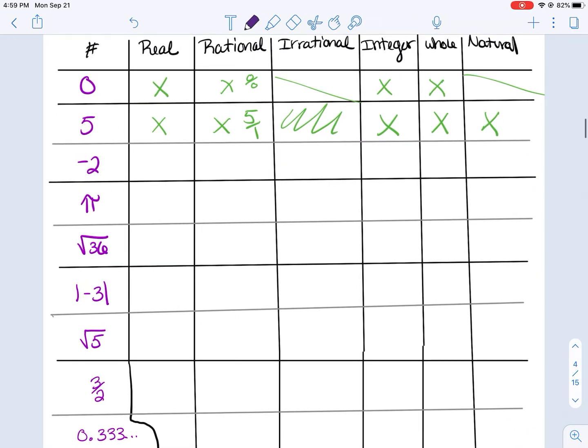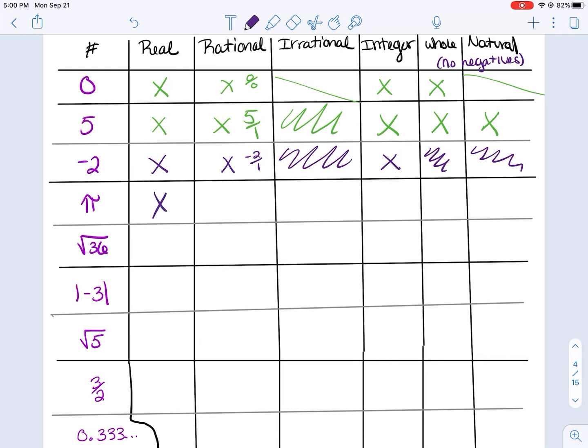Okay, so hopefully you had a chance to think about that. So now let's take a look at -2. -2 is real. It is rational. I can write it as a fraction. It is not irrational if it's rational. It is an integer because it shows up on my number line, but it's not a whole number, and if it's not a whole number, then it can't be a natural number, right? The natural numbers are part of the whole numbers, so that won't work. And there are no negatives in either of those. Okay, maybe that's a good reminder for you. No negatives.